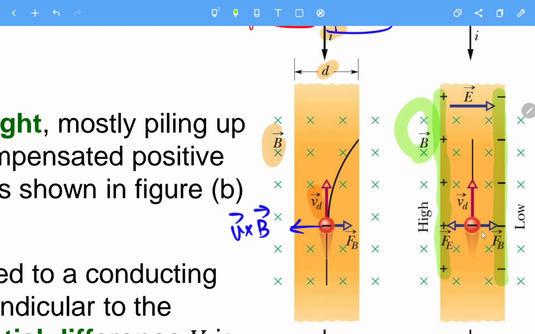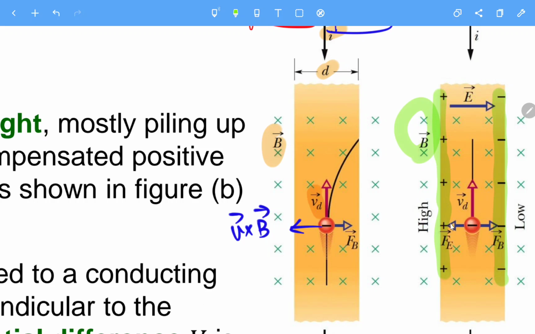This E field will make an electrostatic force act on the negative charge, pointing to the left side. So there are two forces, Fe pointing to the left side and Fb pointing to the right side. At the beginning, Fe is small because there are fewer electrons accumulating on the right side, so at the beginning, Fb is larger. Then the negative charge starts to accumulate on the right surface, and that makes Fe stronger and stronger.